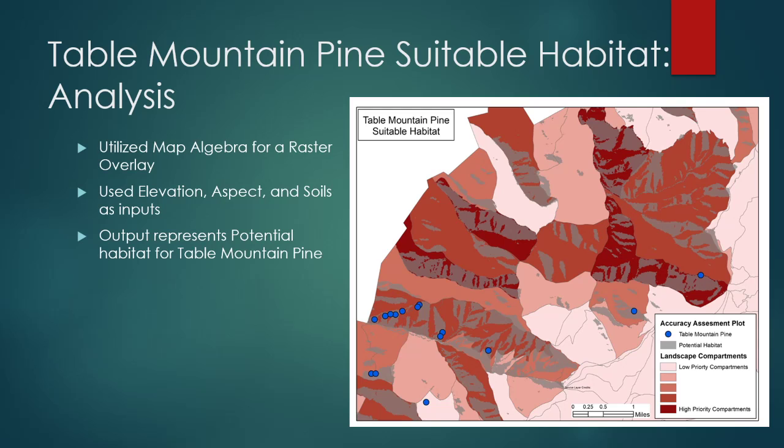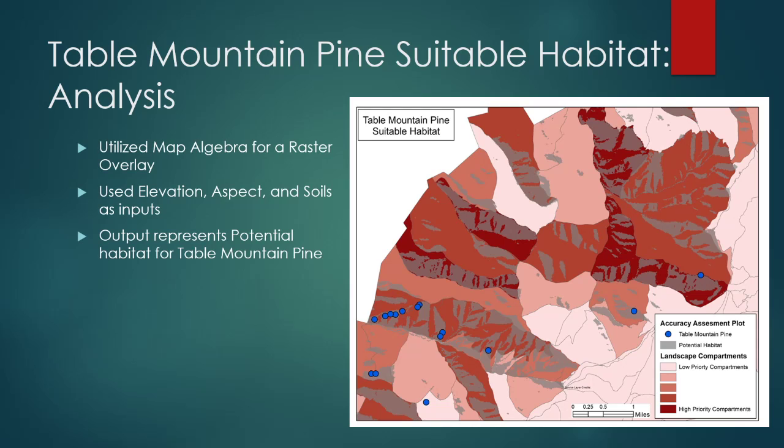Using this DEM, I created a habitat elevation layer and an aspect layer for the overlay analysis. Since Table Mountain Pine prefers specific soil conditions, I exported the excessively and somewhat excessively drained soils from the initial soils dataset and converted them to a raster dataset for this analysis. The output from this analysis represents potential habitat locations for Table Mountain Pine. The data was summarized using the landscape compartment layer so that it could be compared to the current prescribed burn priority map.